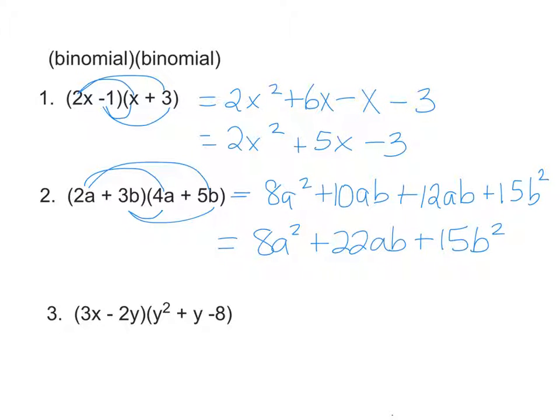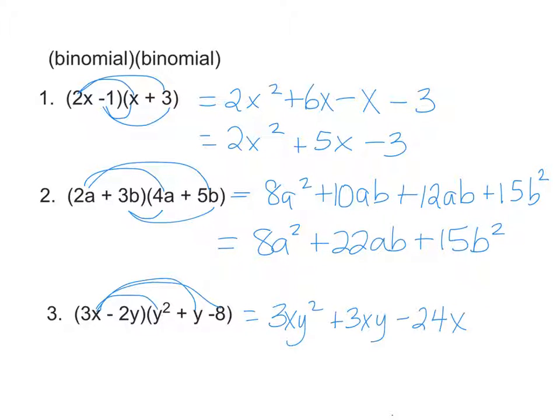3x minus 2y multiplied by y squared plus y minus 8. I'm just going to start, we'll do it one step at a time. Take that 3x and multiply it by each term in the second bracket. So 3x times y squared is 3xy squared. Then we'll do 3x times y, which is 3xy. 3x times negative 8 is negative 24x. I'm running out of space.